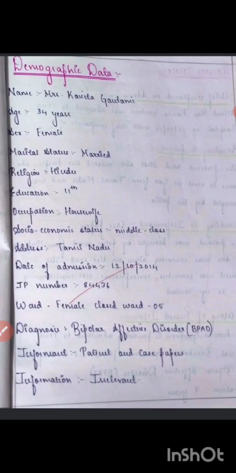Okay. So first, as you all know, you all have to write the demographic data of the patient, that is their name, age, sex, whether they are married or not, then religion, education, occupation, then the address, when they were admitted to the hospital, then the IP number which will be there on their papers, then the ward they are admitted in, then the diagnosis, informant, and information.